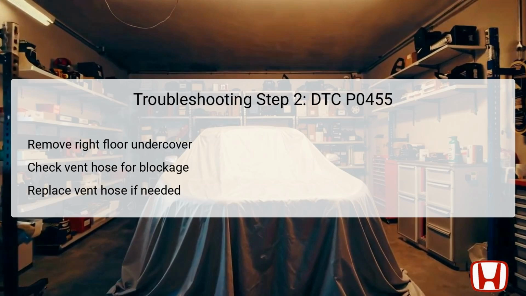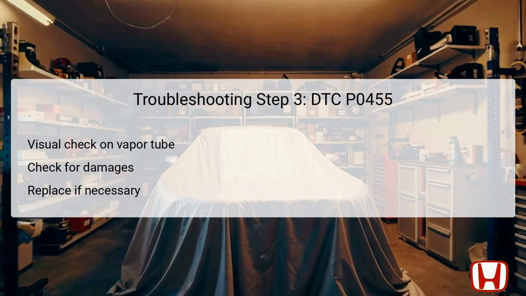For Step 2, you need to remove the right front floor undercover, gaining access to the EVAP canister vent hose. This hose is essential for venting gas vapors and can often become clogged, leading to DTC P0455. Inspect the hose for any blockages or restrictions. A clear path is critical for proper evaporative emissions performance. If a blockage is found, remove it or replace the vent hose if repairs aren't feasible. This simple yet effective check can resolve the issue if the vent hose is the root cause of the large leak detected in the system.